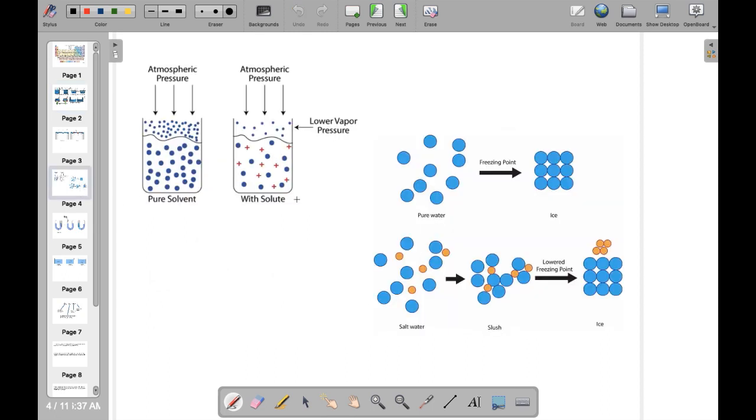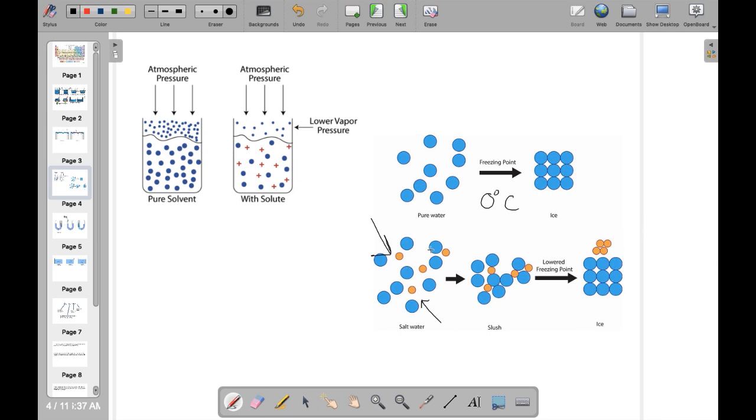Let's go ahead and look at this diagram. Here's normal water with no solute added, and at a certain temperature, 0 degrees, it makes a nice ordered crystal lattice and it becomes ice. Over here, we've added salt. And as you can see, the salt sort of gets in the way of these crystals being formed, and now we have to make it colder. We have to depress the freezing point a little bit to get it to form a nice crystal lattice.